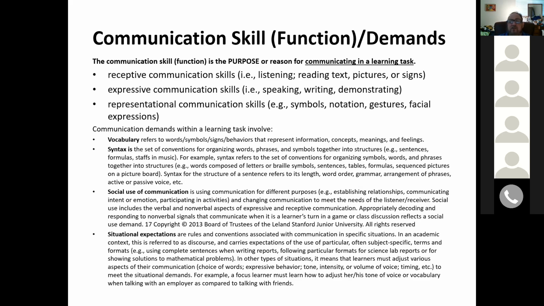Communication skill, function demands. The communication skill is the purpose or reason for communicating in a learning task. Receptive communication skills: listening, reading text, pictures, or signs. Expressive communication skills: speaking, writing, demonstrating. Representational communication skills: symbols, notation, gestures, facial expressions.